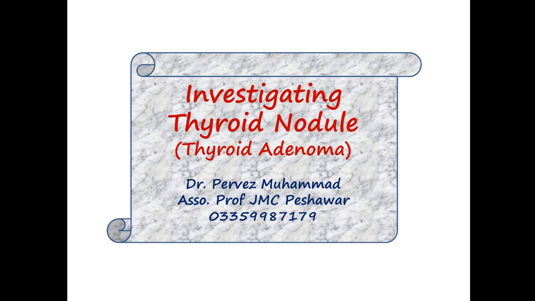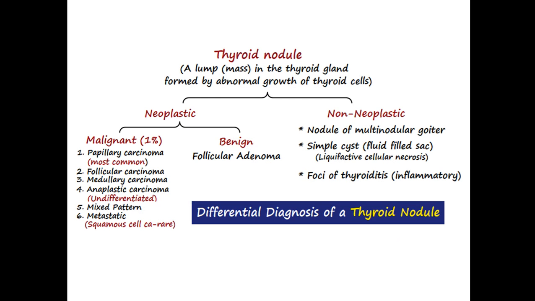The thyroid nodule is a lump or mass of tissue that appears in the thyroid gland. The thyroid nodule may be caused by a number of disorders, and it appears in the form of a lump or mass in the thyroid gland, and mostly the thyroid nodule is formed by the abnormal growth of the thyroid follicular cells. A thyroid nodule in the thyroid gland may be of neoplastic origin or it may be of a non-neoplastic origin.